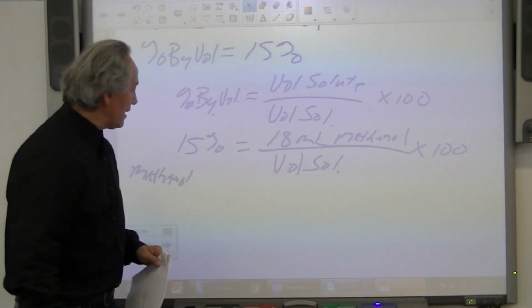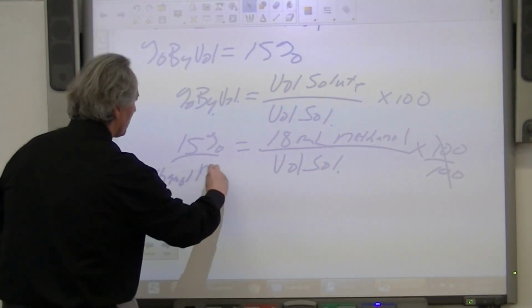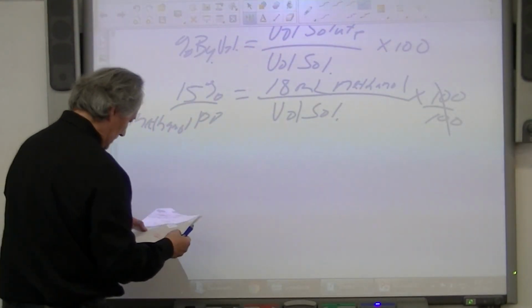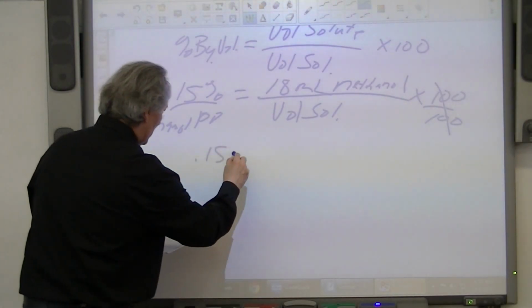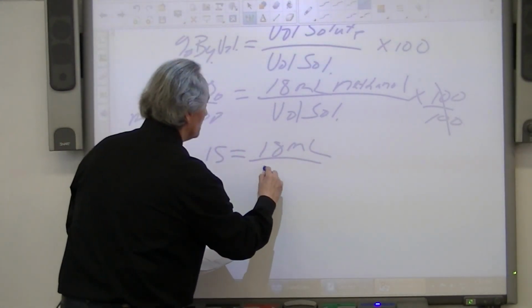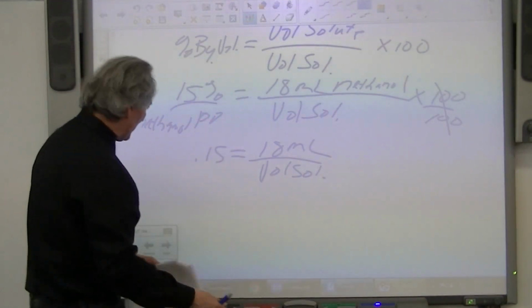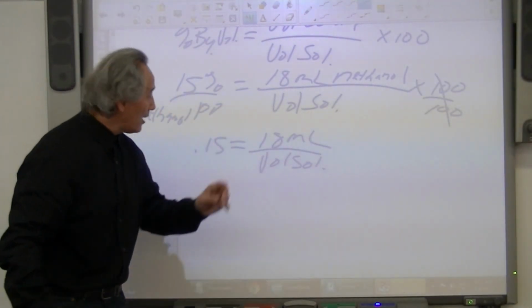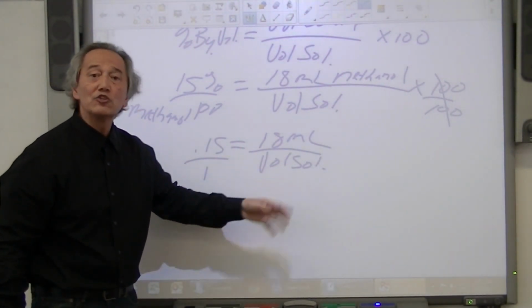Well, let's get rid of that 100. Let's divide both sides by 100, and let's rewrite this equation. So we're just dividing both sides by 100. Let's rewrite our expression. And the expression, in fact, would be 0.15 equals 18 milliliters over volume of solution. Let's cross multiply on this, or we can do a number of things. There are two options here. There may be a third and fourth. But one option is you can take this and cross multiply and then isolate the volume of solution and then calculate that.